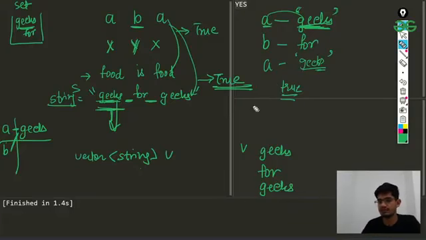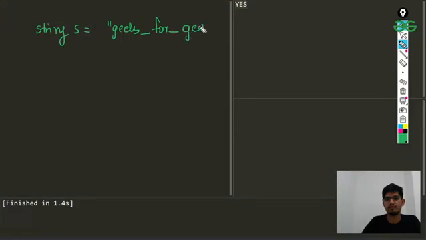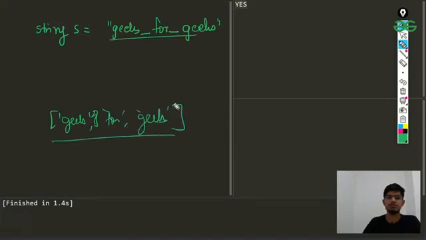So yesterday only I discussed how we can convert a string. For example, if we are given a string like "geeks for geeks", and we want to convert this into a vector and store it like this, "geeks", "for", "geeks", then I'll be using two ways.